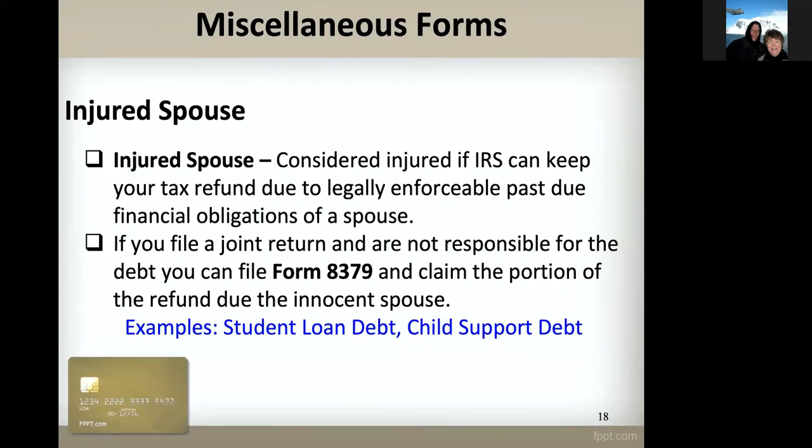Now, injured spouse, you're considered injured if the IRS can keep your tax refund because of legally enforceable past due financial obligations of a spouse. If your spouse has past due financial obligations, the IRS will come in and take your refund unless you file an injured spouse return. Now, I'll tell you right now, I don't know how I lucked out, but I've seen 3 or 4 of these in the 8 years that I've been doing this. But each time I've seen these, I've been able to convince my wife to do the tax return. So I've never actually had to do one of these. Woohoo!